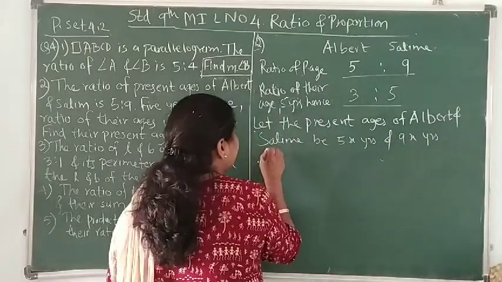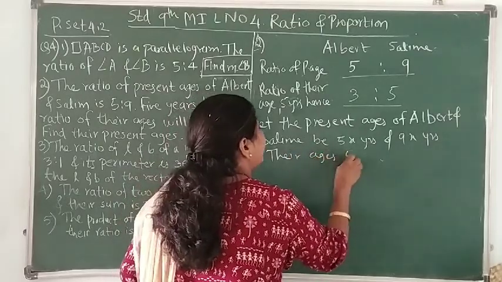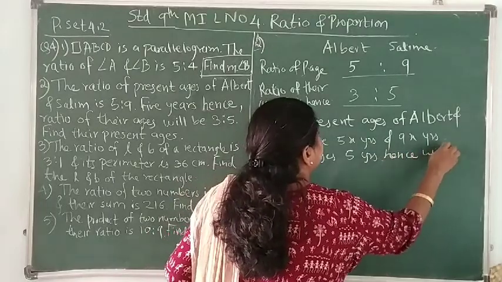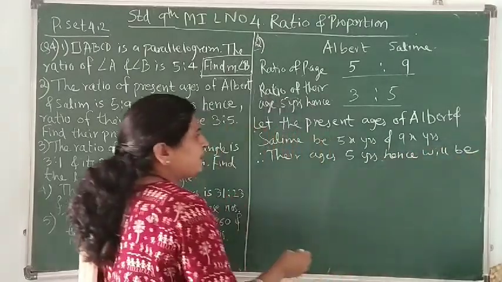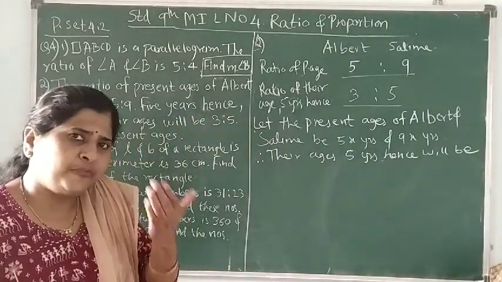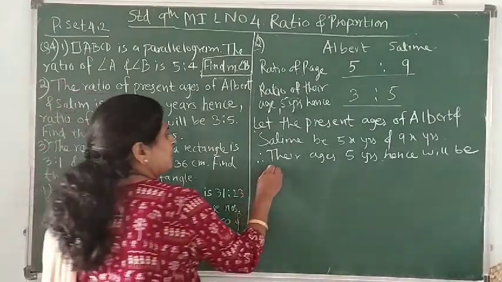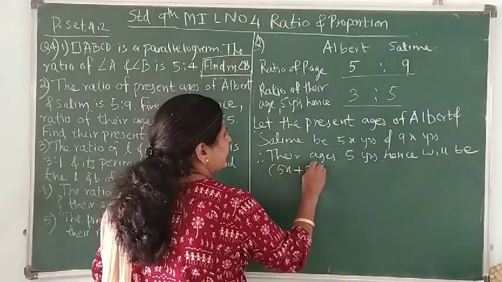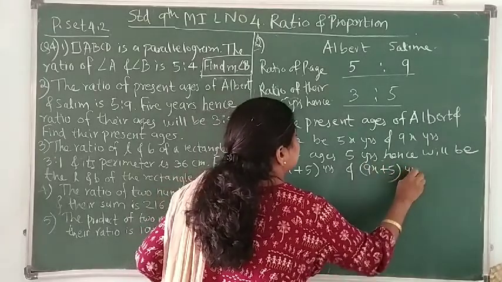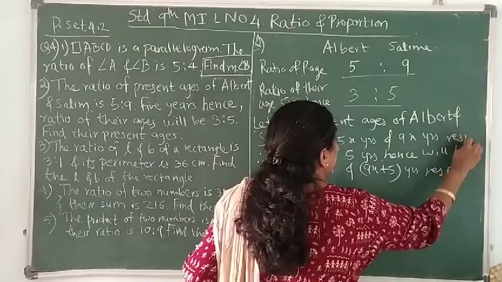Okay. Therefore, their ages 5 years hence will be. Hence means afterwards. Now, whatever their present ages, they will increase by 5. After 5 years, anybody will grow by 5 years, so that his or her age will be 5 years more than the present age. So it will be 5x plus 5 years, and 9x plus 5 years, respectively.